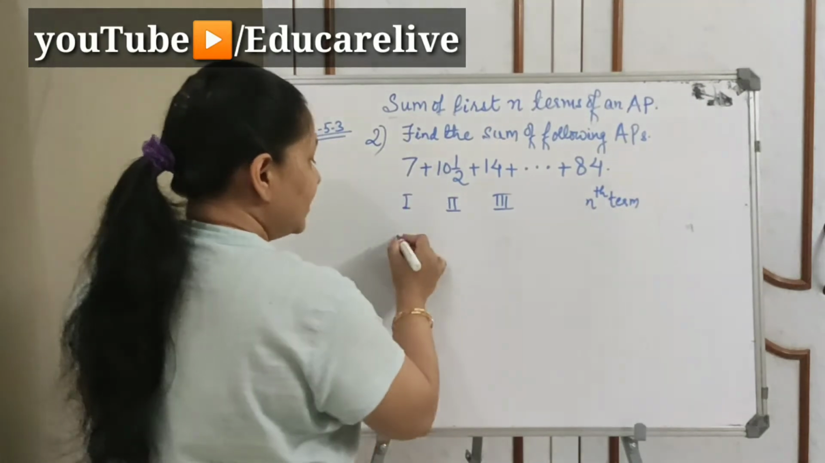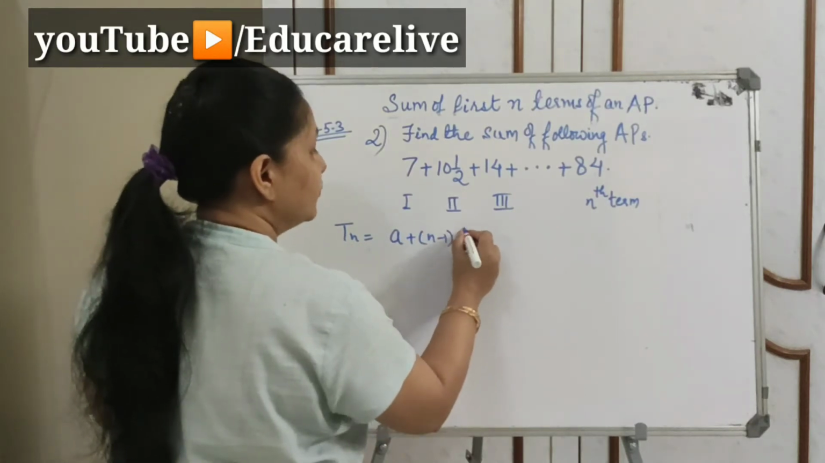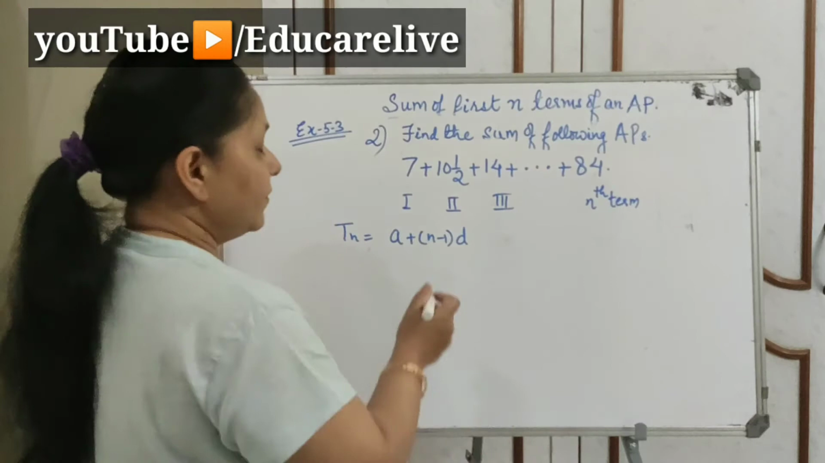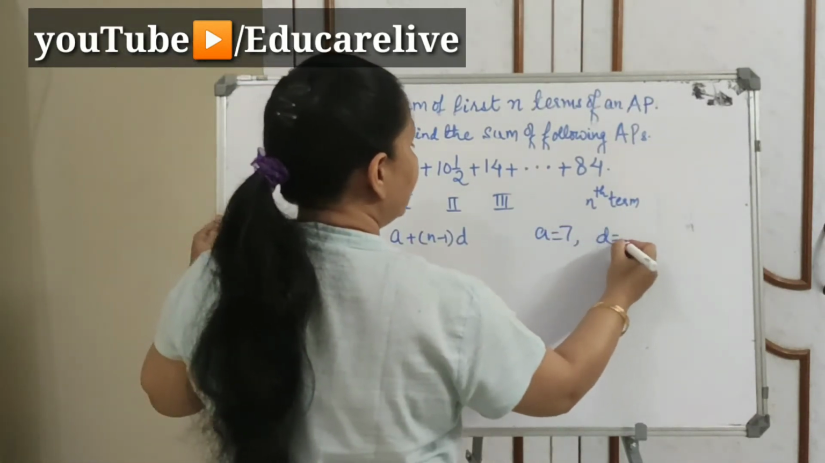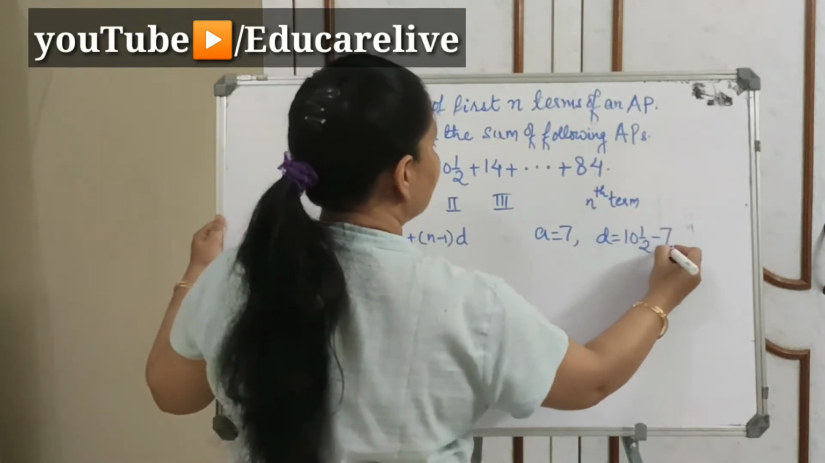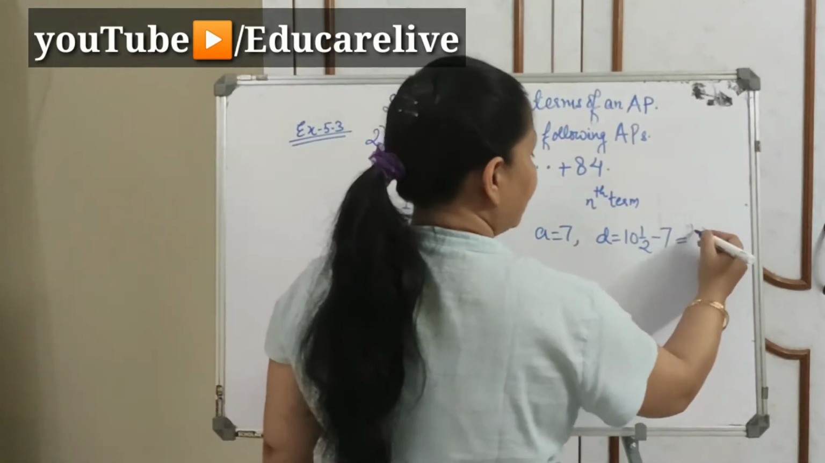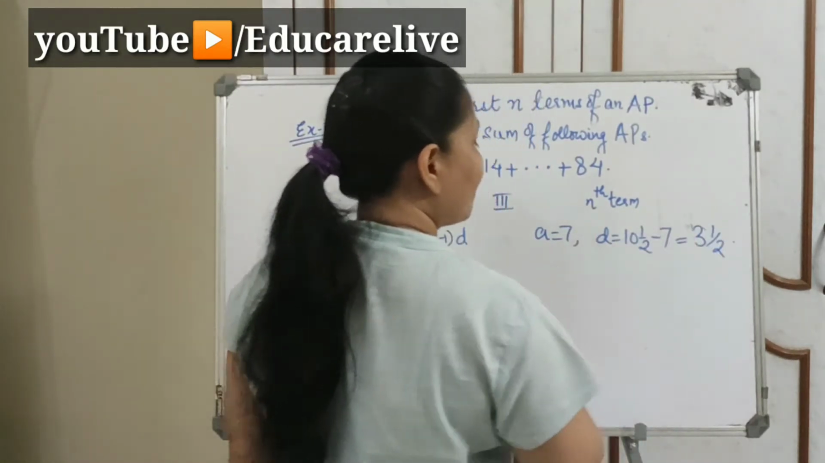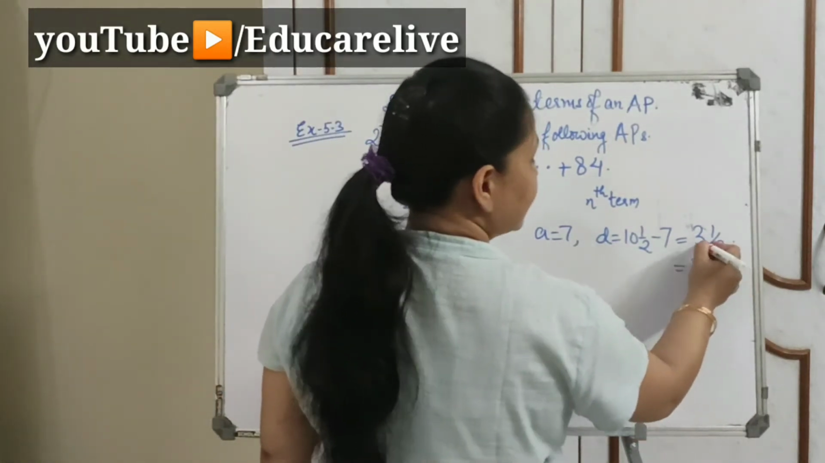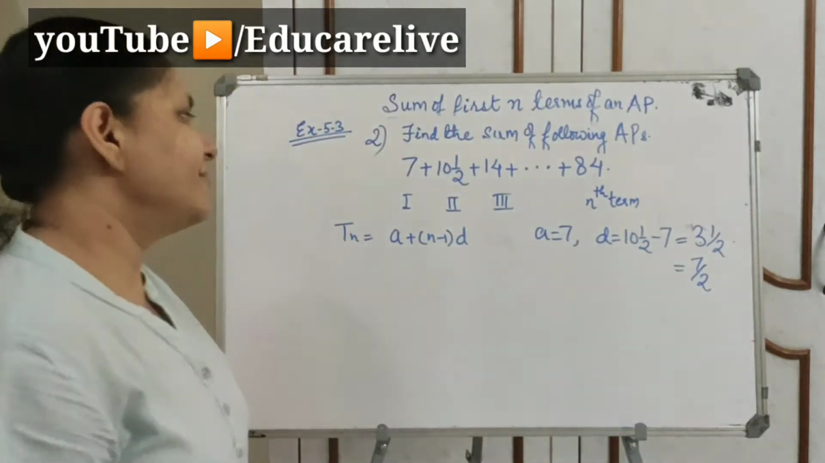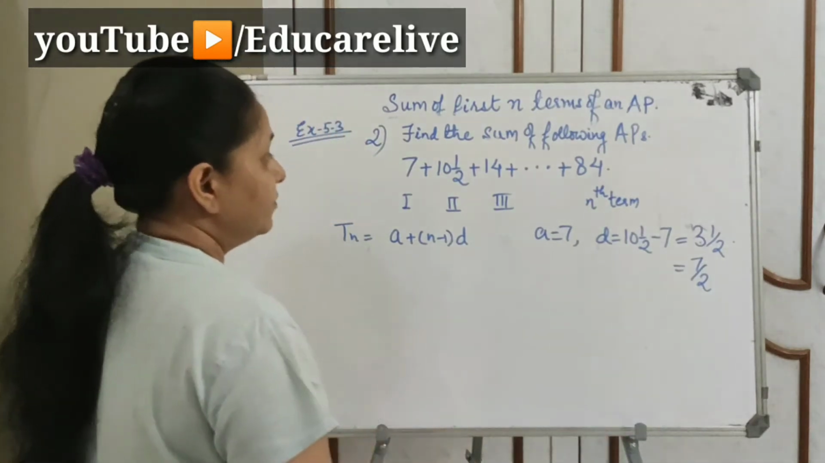The nth term is always denoted by A plus n minus 1 into D. Now what we need to find is D. A is given to us, A is 7, and D will be 10 and a half minus 7. So 10 and a half minus 7 gives 3 and a half. And what is 3 and a half? It is 7 by 2, since 3 twos are 6, 6 plus 1 is 7. So D is 7 by 2.